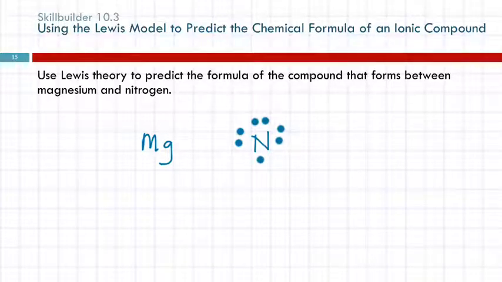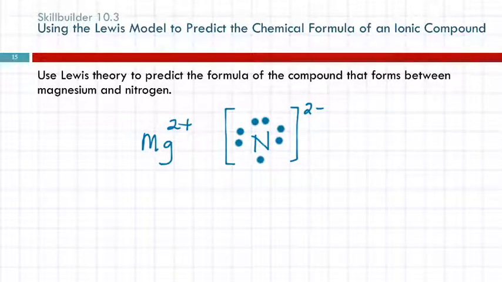Is everybody happy? No. Magnesium's happy. Magnesium got rid of his 2 electrons. Now he has a 2+ charge because he lost those 2 electrons. What's the charge on this nitrogen now? It gained 2 negative charges. So the charge is 2 minus, but it's not happy.